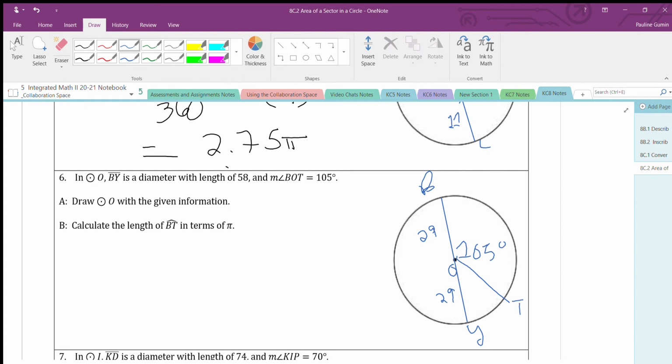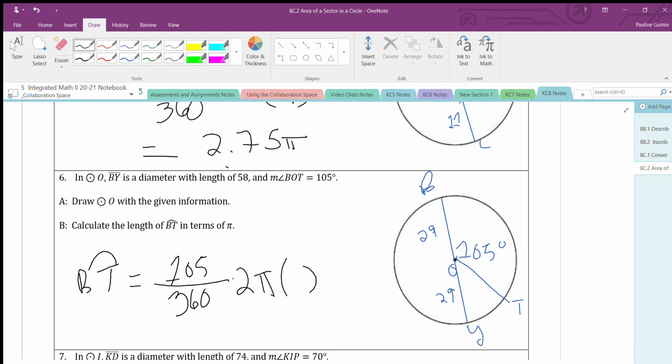We want to find the arc length of BT in terms of pi. All right, let's do it. So the formula is the central angle, which is 105, over 360, times 2 pi times the radius, which in this case is 29. I plug this into my calculator: 105 divided by 360, enter, times 2 times 29, and I'm rounding here, but I got about 16.92 pi.